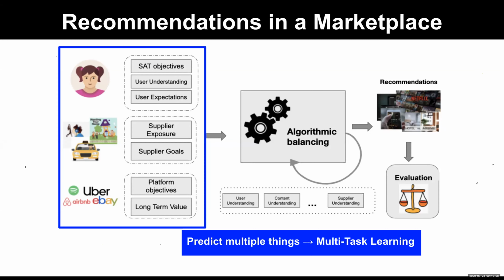When a user comes in, I care about the user streaming something on the platform, the user returning back to the platform, the user becoming a fan of the artist. So these are all prediction targets which I have to consider. So I can develop a multitask model solution to get me these multiple objectives.